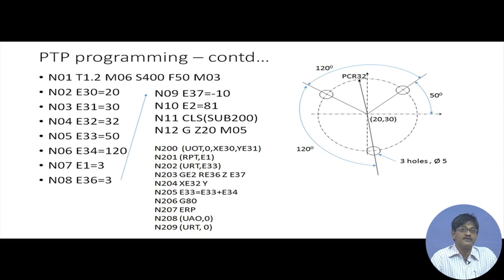Therefore, the positive x axis, first getting offset and then getting rotated, is now passing through the first hole, and the first hole is residing at the point 50, 0 in this rotated and offset coordinate system. So, after that, in line number 203, we have GE2, which means G81, which means drilling cycle start, R E36 and Z E37.